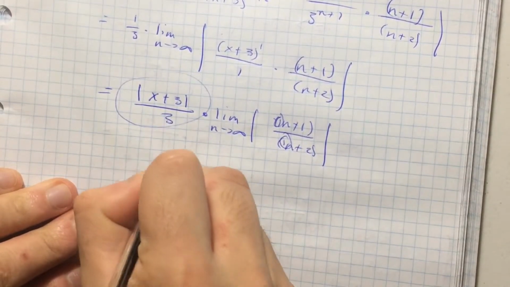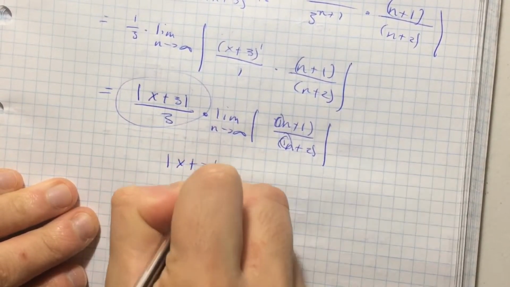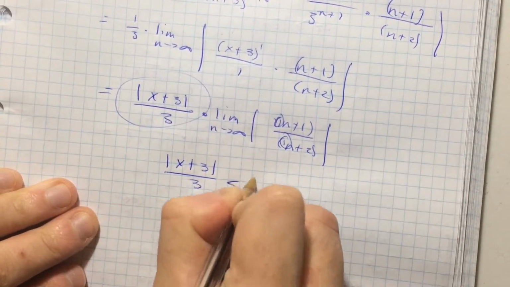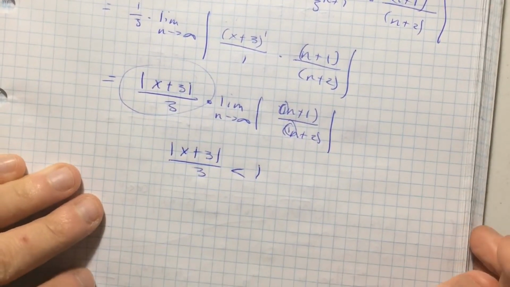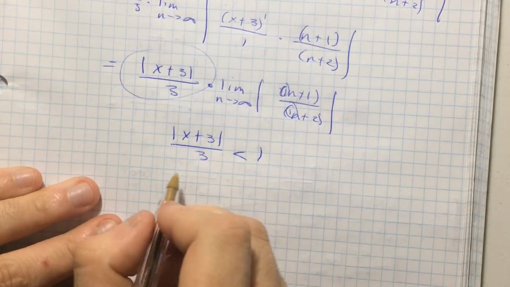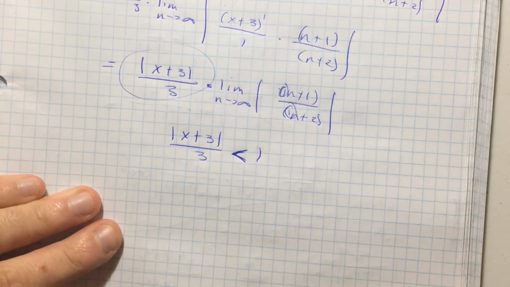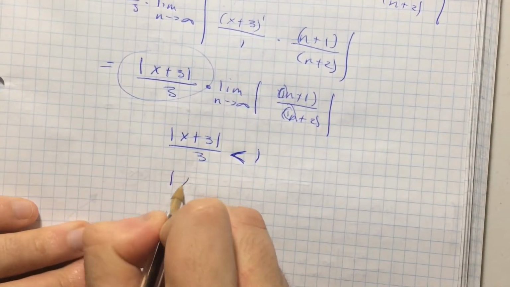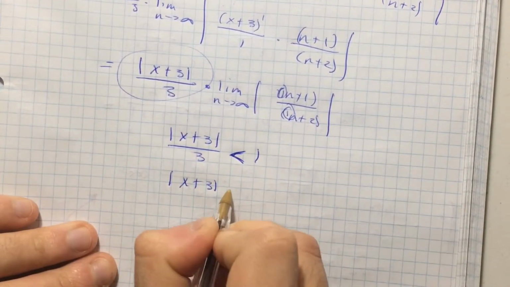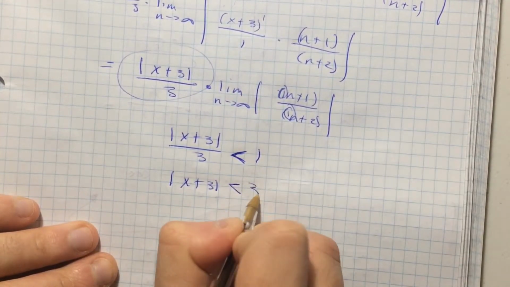That means the absolute value of x plus 3 over 3 has to be less than 1 for this to converge. It's strictly less than 1, meaning it's an open interval of convergence. So the absolute value of x plus 3 is strictly less than 3.